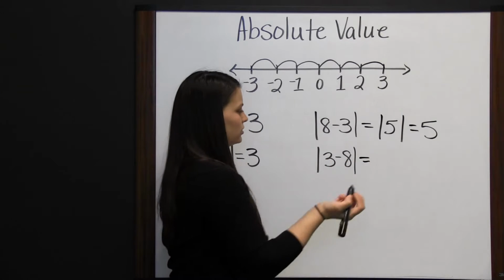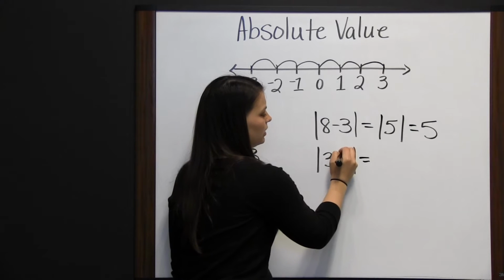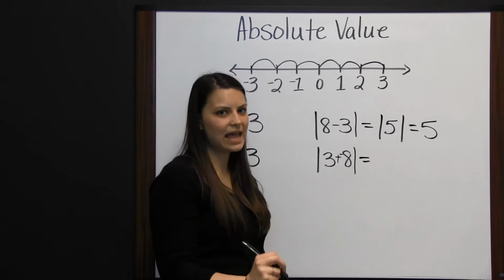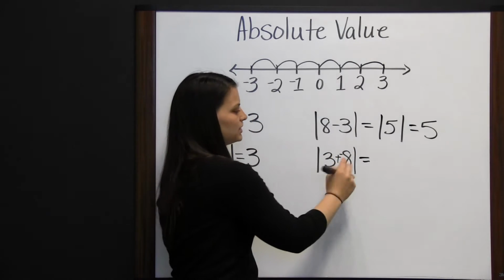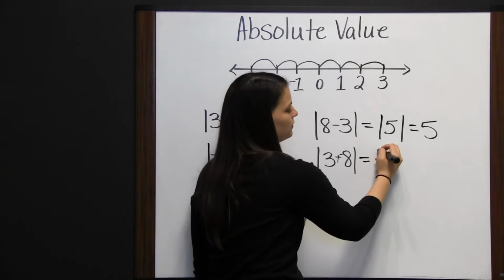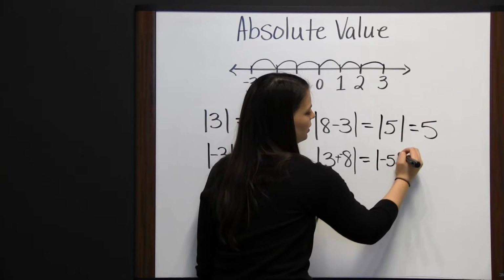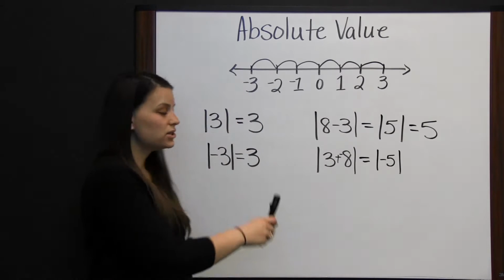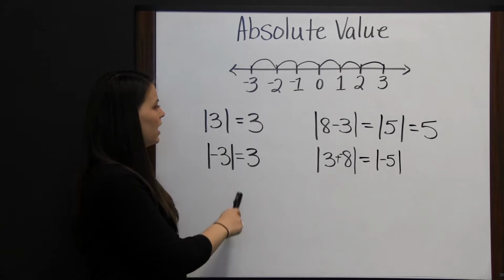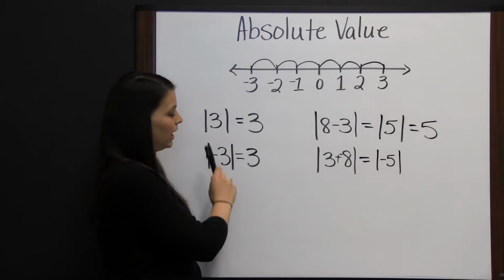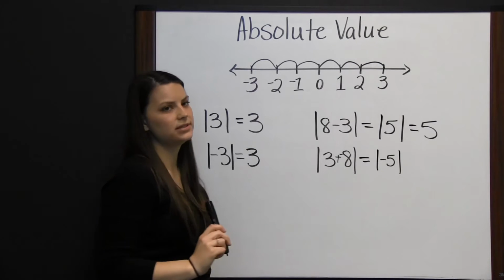3 minus 8, you could do add the inverse, so 3 plus a negative 8. 3 plus a negative 8 is negative 5, so we have the absolute value of negative 5. And like we talked about over here, the absolute value of a number and its negative counterpart are the same.